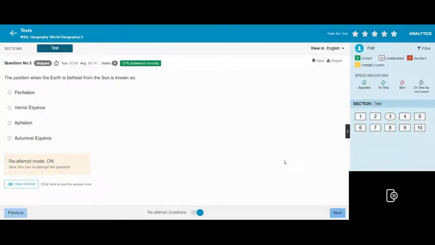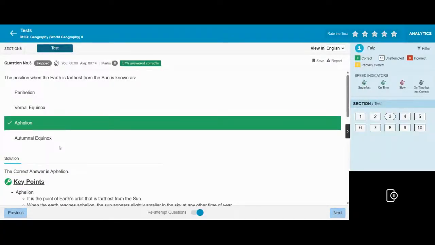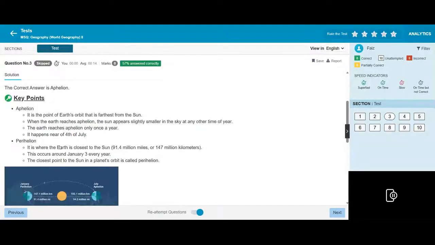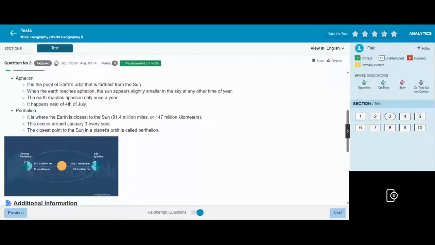The point in Earth's orbit farthest from the sun is known as aphelion. At this time the sun appears slightly smaller in the sky. It occurs once a year, near the 4th of July.